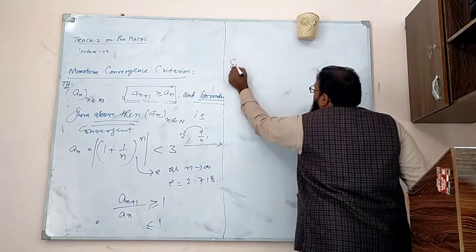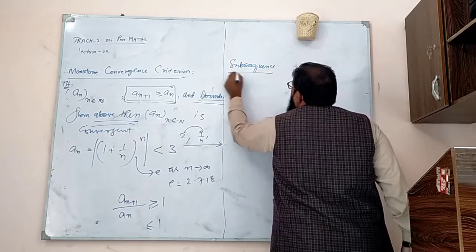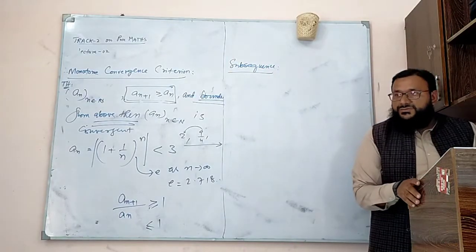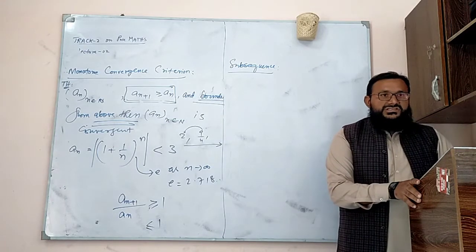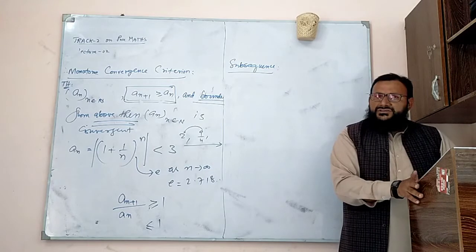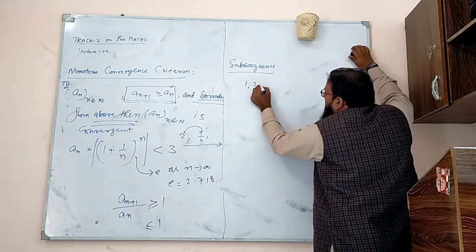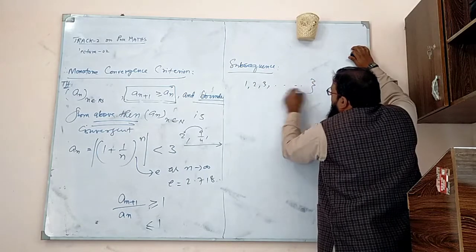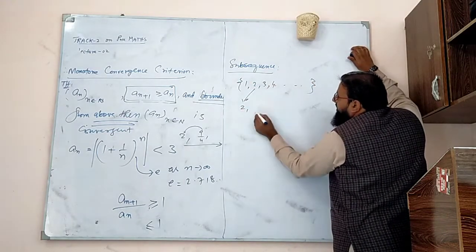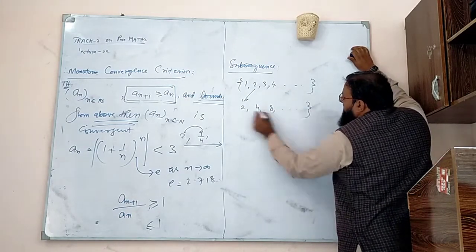So let us define a new concept. What is a subsequence? The things that we are going to discuss from now are very interesting and very simple, and they may contain lots of information. So what's a subsequence? Part of a sequence. It means my sequence is 1, 2, 3 and so on. I pick up 2 from here, then I pick up 4, then I pick up 8. This is a subsequence.